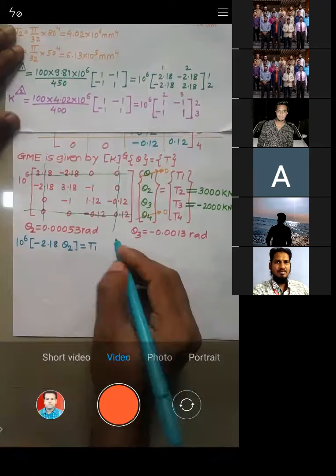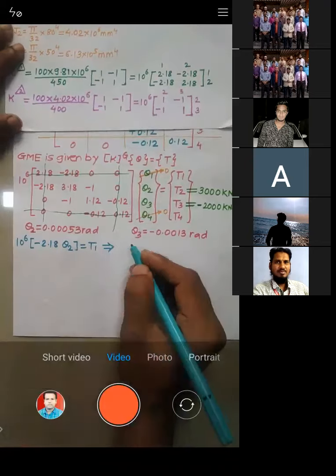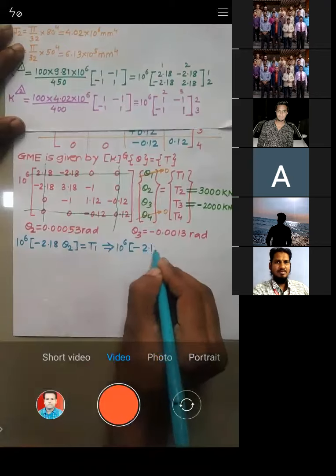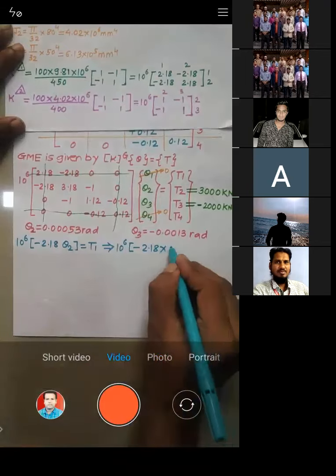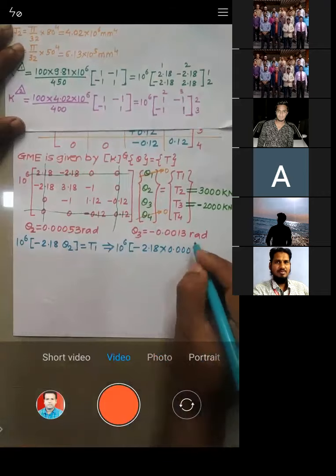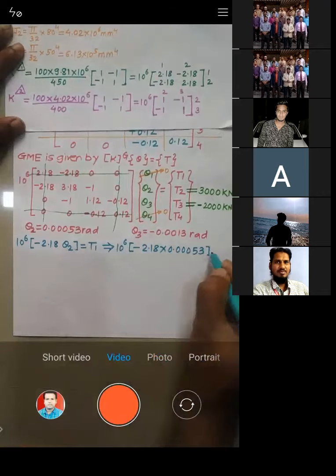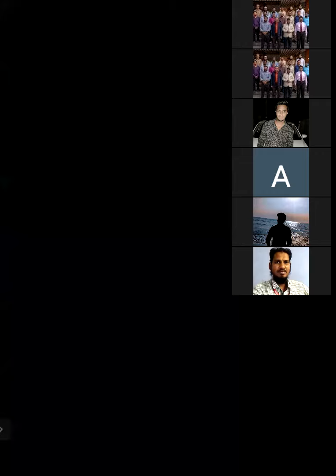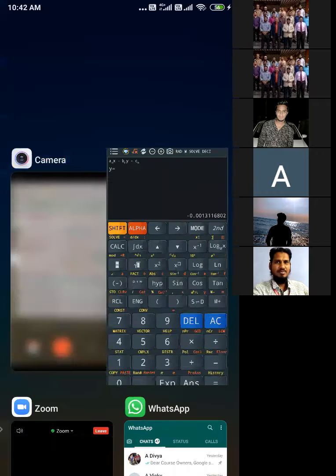Okay, so let's put that value and get the value of T1. What we are getting? 10 raised to power 6 into minus 2.18 into theta 2, which is 0.00053, is equal to T1. So just do this calculation and let me know the value of this T1.